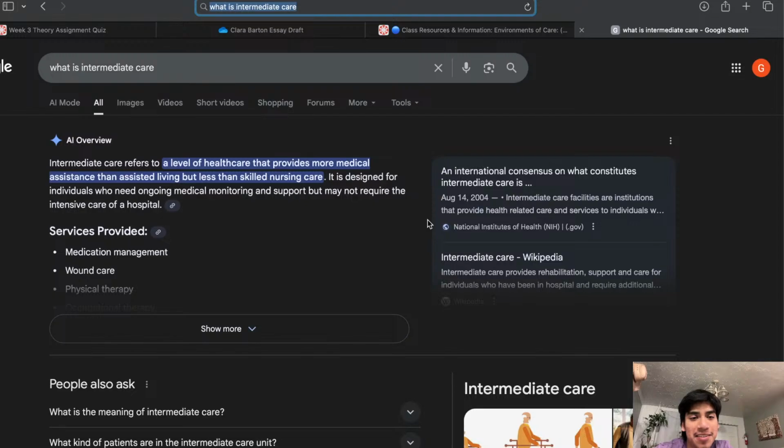Oh, so intermediate care is a level of healthcare that provides more medical assistance than assisted living, but less than skilled nursing care. Okay, so it's kind of easy. An intermediate care or skilled nursing facility often requires skilled care from a licensed nursing staff. Okay, and continuing care, people who are living somewhere for a long time, nursing centers and facilities, right? All right, let's look at some more assisted living. I'm not gonna go into that. We kind of know the gist on that.